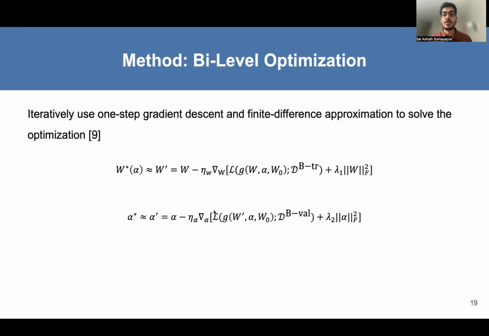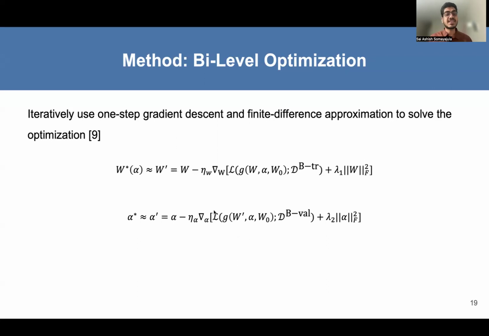Going into more details about the optimization algorithm, we use one-step gradient descent at each iteration, and finite difference approximation is used in the second stage to compute the gradients of W star of alpha, which is an implicit function of alpha, with respect to alpha.